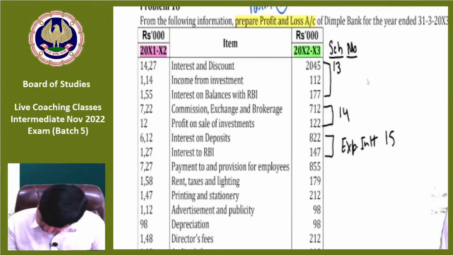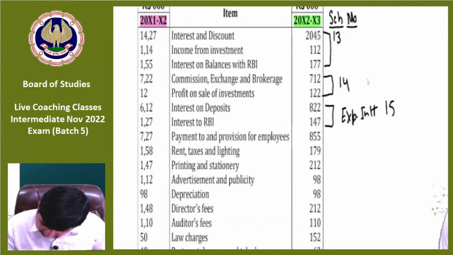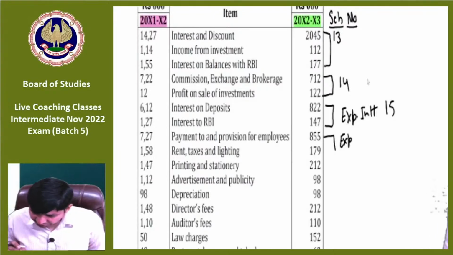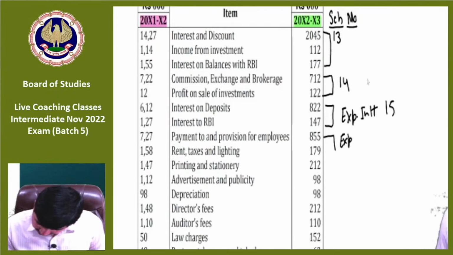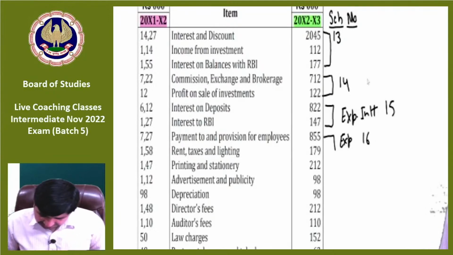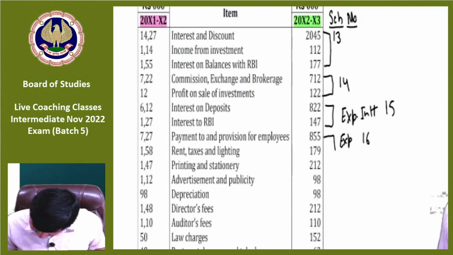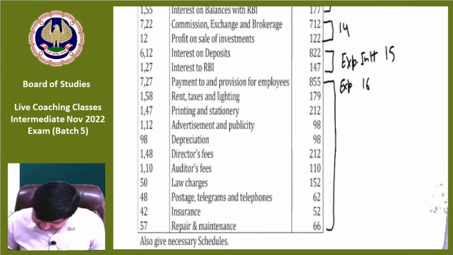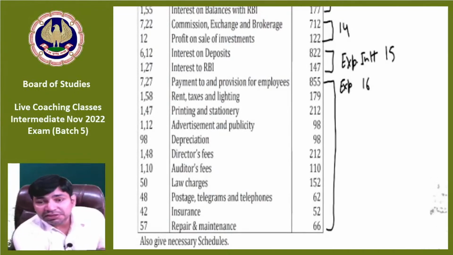Next, payment to and provision for employees. What are these? These are expenses. But these are not expenses of schedule 15, interest expended. Okay. These will fall in schedule number 16. Rent, taxes and lighting, printing and stationery, advertisement, publicity, depreciation, director fees, all the rest of the things you will find here, all such belong to schedule number 16. See, schedule number 16.